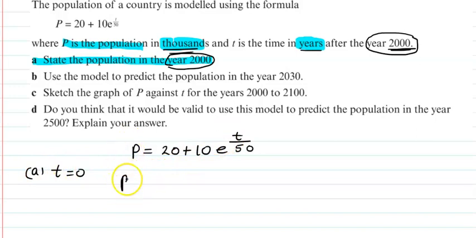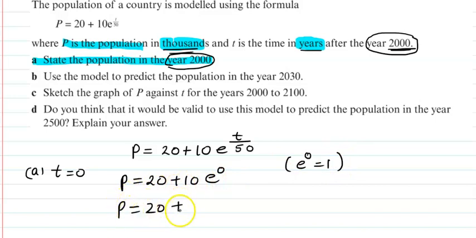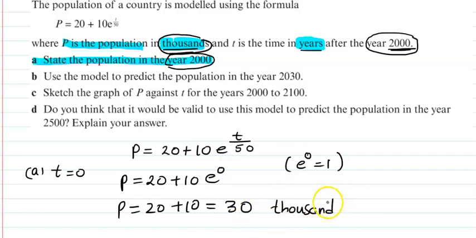This is our equation. So P equals 20 plus 10 e to the power 0 divided by 50. And we know that e to the power 0 is 1. So it should be 20 plus 10, and it will be 30. But remember, population is represented in thousands, so it should be 30,000. Is that okay? Please try part B now.